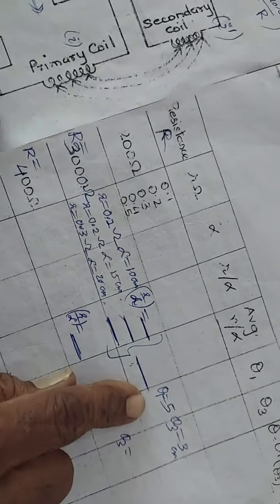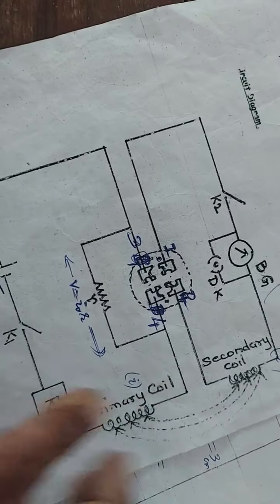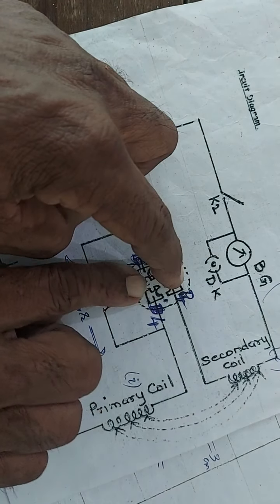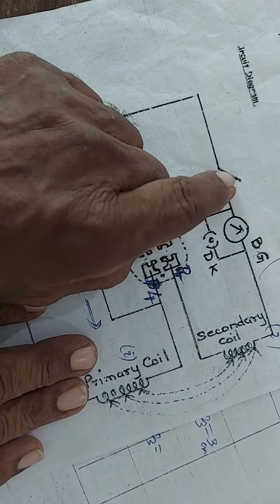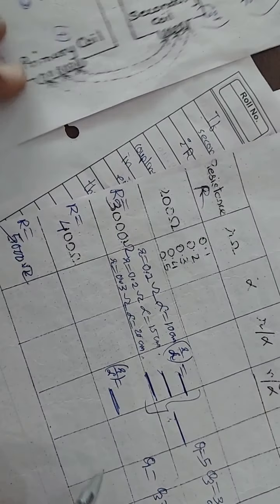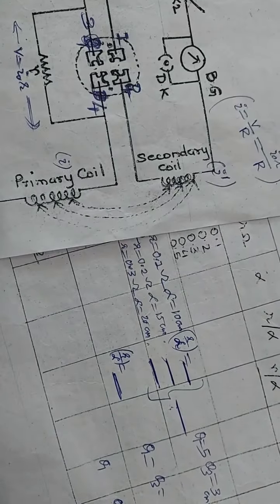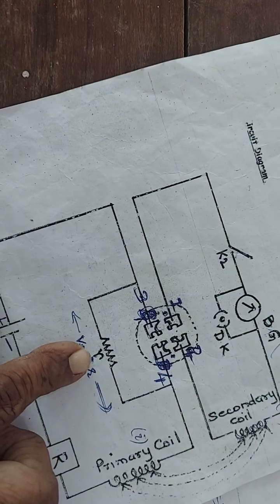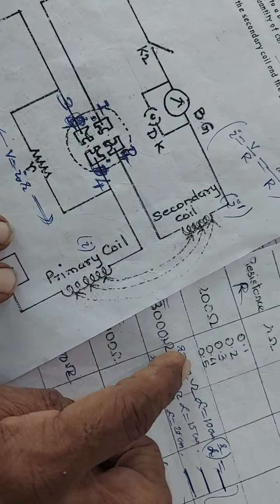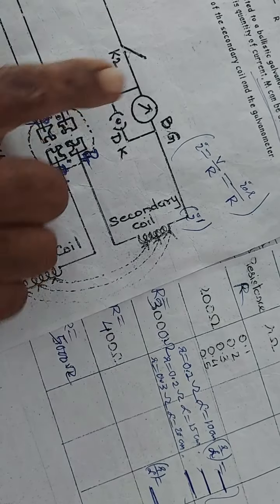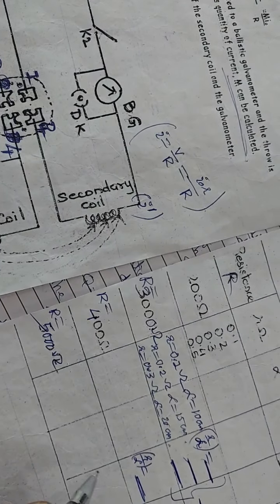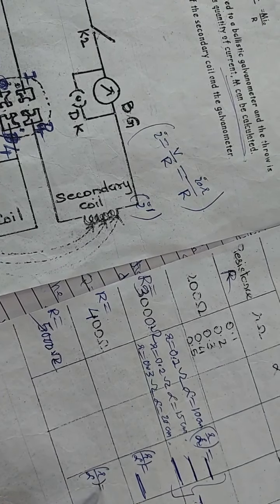For R is equal to 5000 ohm, connect 1 and 2, 3 and 4 and measure the throw θ1 and θ3, and then take different values of r, 0.1 ohm, 0.2 ohm, 0.3 ohm and find the steady deflection, and also you get the constant value of r upon alpha.